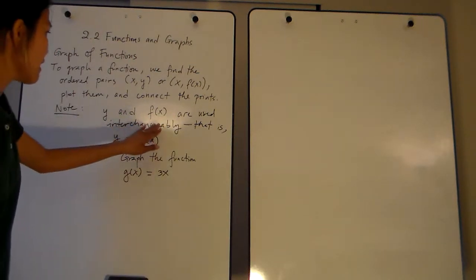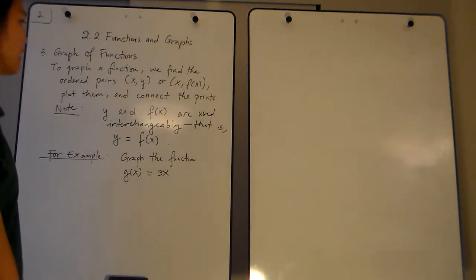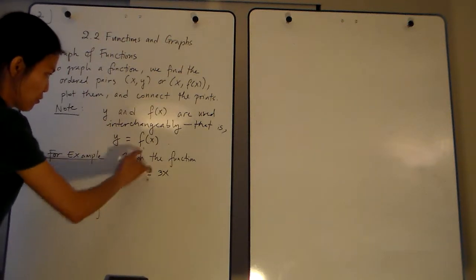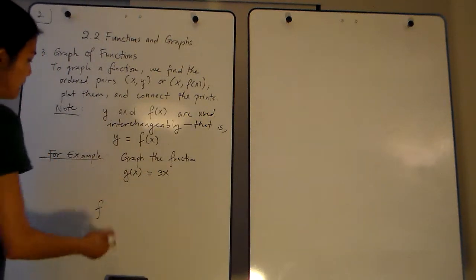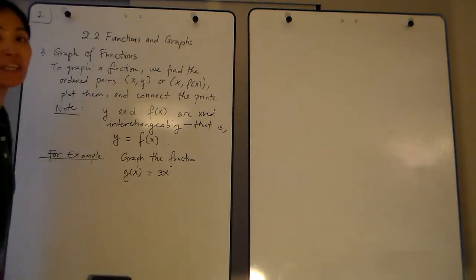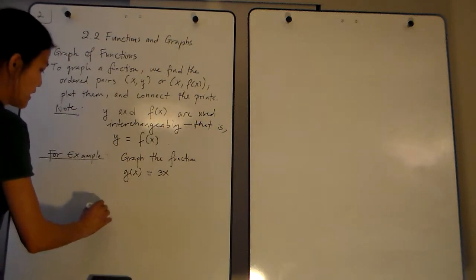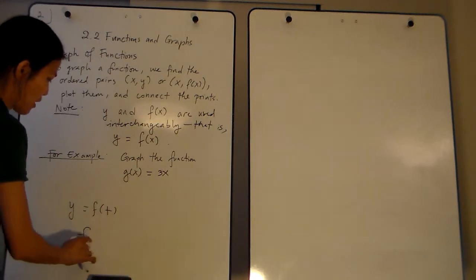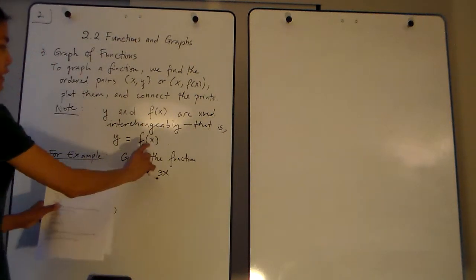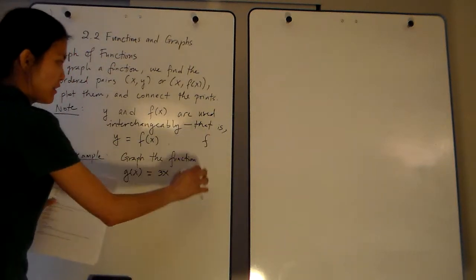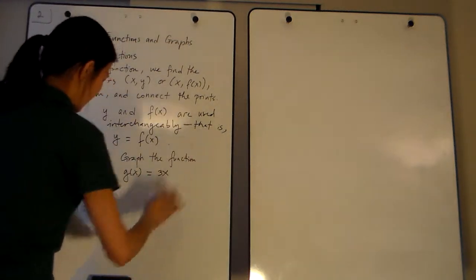Now, y and f of x are used interchangeably. That is, y is equal to f of x. And sometimes you will see a symbol that also represents f of something. In this case, it represents f of x. Sometimes we use t instead of x, so it could be y equals f of t, and this f right here corresponds to f of t. But if we specify f of x, then f right here means f of x.